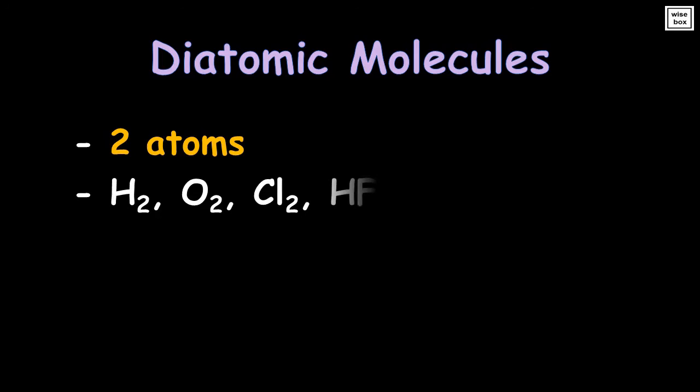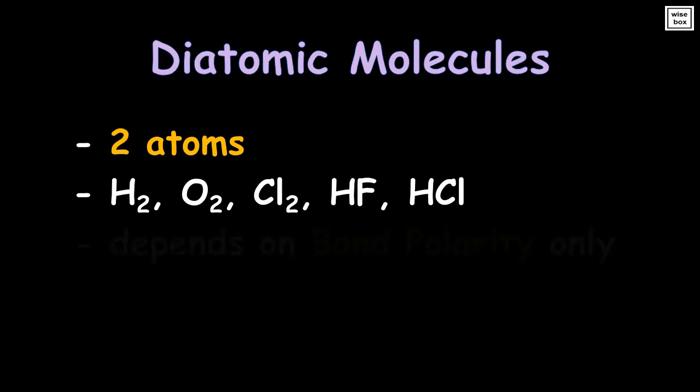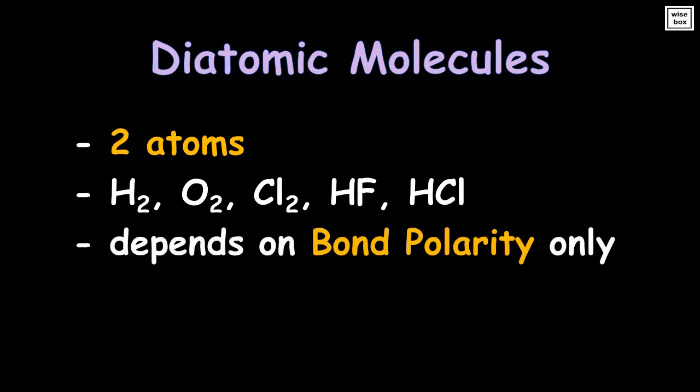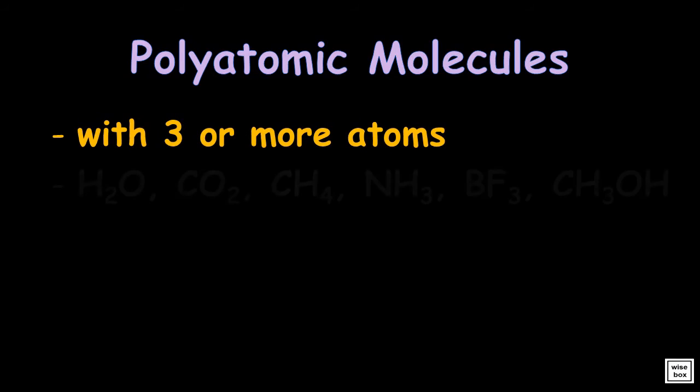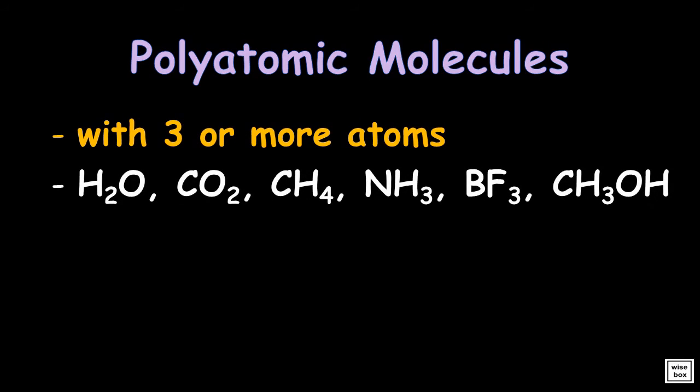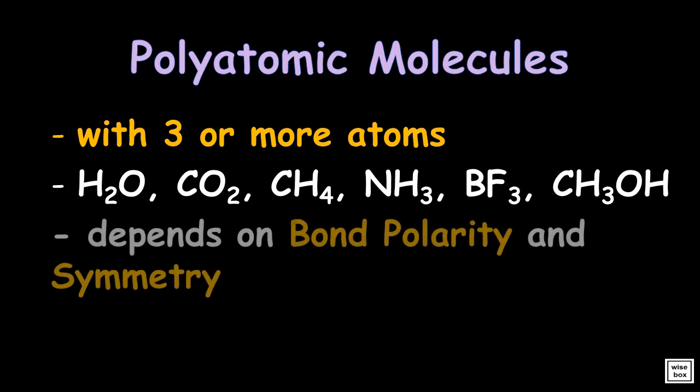Diatomic molecules are molecules composed of only two atoms, which are of the same or different chemical elements. And these molecules are dependent on bond polarity only. Polyatomic molecules are molecules composed of three or more atoms. The polarity of these molecules is dependent on bond polarity and its symmetry.